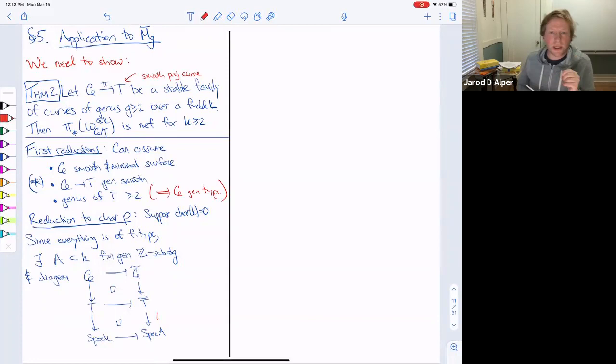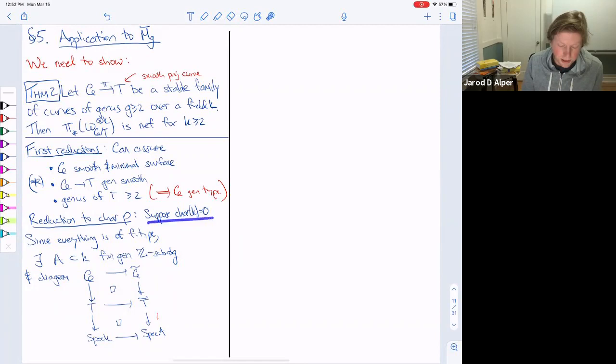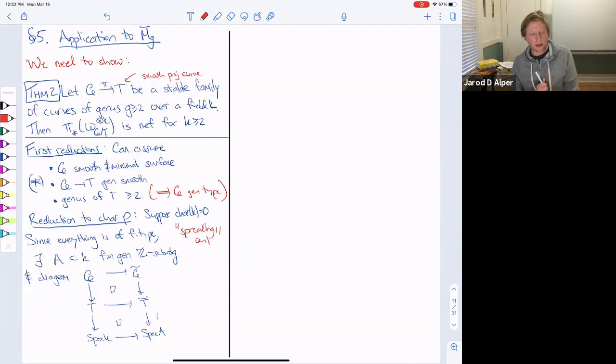Okay, and there's one more reduction we need, and this is interesting. We're going to reduce to characteristic p. We're going to show that if you know the result in characteristic p for all primes, then you get it in characteristic zero. So let's suppose the base field is characteristic zero, and then we do a typical spreading out argument. Your family of curves C over T is defined over your field K, but everything in the picture is finite type. So there's only a finite number of constants that you need in your base field to define your entire family of curves.